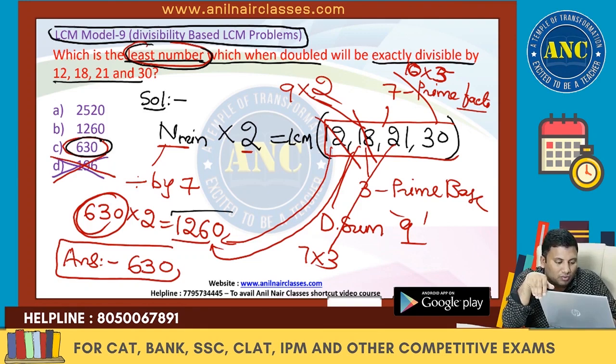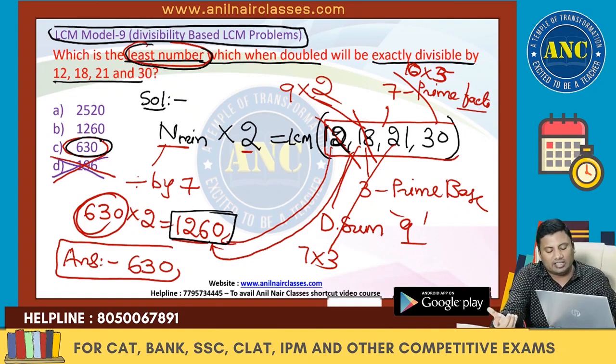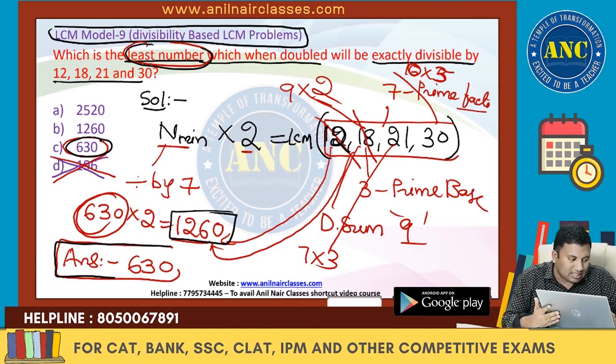630 into 2 is 1260. 12 is nothing but 4 into 3. Divisibility rule of 4 is last 2 digits should be divisible by 4. 3 anyway, sum of the digits is divisible by 3. 18 is 9 into 2. Unit digit is 0, therefore the number is even. 9 means sum of the digits. 21 is 7 into 3. 3 we have already seen. 7 18s are 126. 30 is 10 into 3. 10 means unit digit is 0. So answer for the first question is 630.